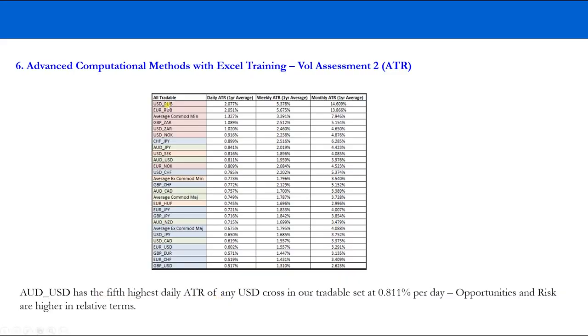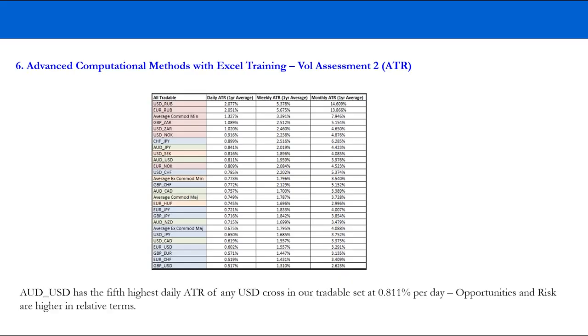So if we just zoom in on the US dollar crosses, we see that ranked number 1 is the dollar ruble. We then have the dollar South African rand, dollar Norwegian krona, and dollar Swedish krona. And we have the Aussie dollar, US dollar here. So it's, in terms of dollar crosses, at the moment, it is ranked as number 5 on the volatility scale.